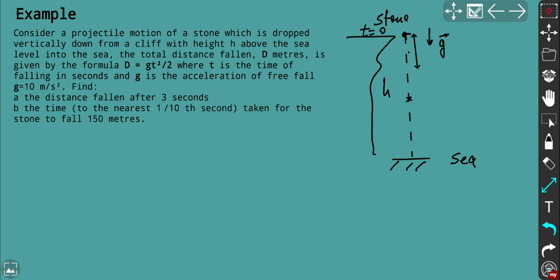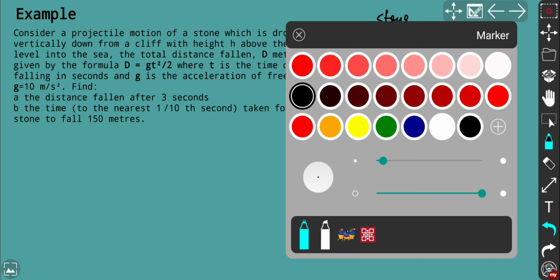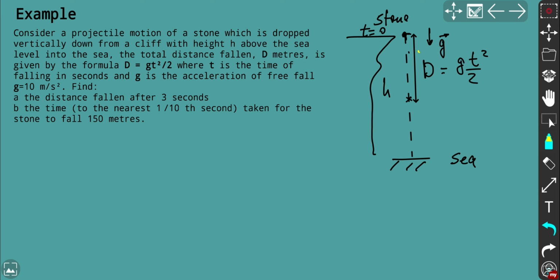So we can set this up as the distance d. And of course, d is going to be dependent on time. It's given by the formula d equals g t squared over 2. We use that as the dependency between d and t. So let's have a look at the variables. t is the time of the fall, measured in seconds, and g is the acceleration of free fall. In this case, you might take g equals 10.